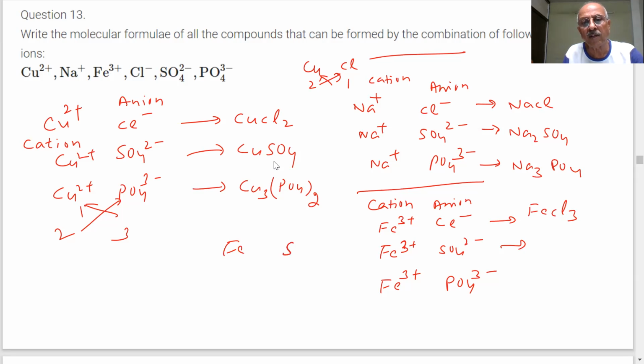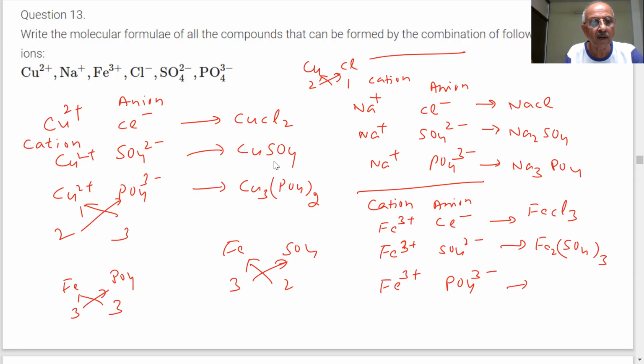You have iron and SO4. This is 3, this is 2. What does it become then? Fe2(SO4)3. SO4 thrice. This is called ferric sulfate. What will be this? You have Fe, you have PO4, 3 and 3. What is it? Fe3(PO4)3. That means FePO4, divided by 3.